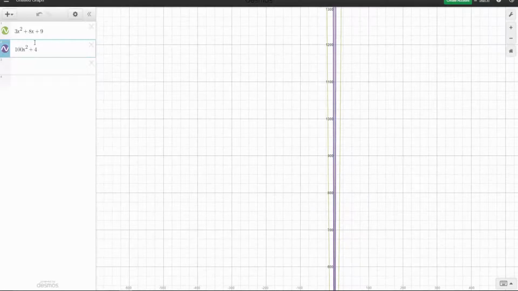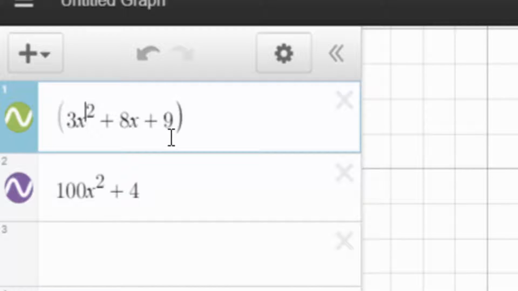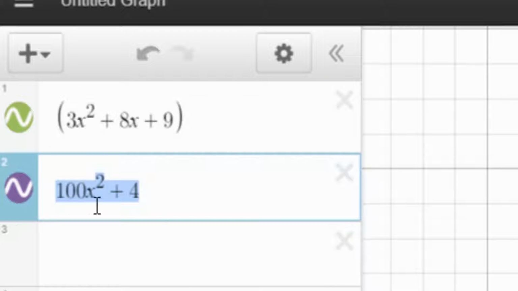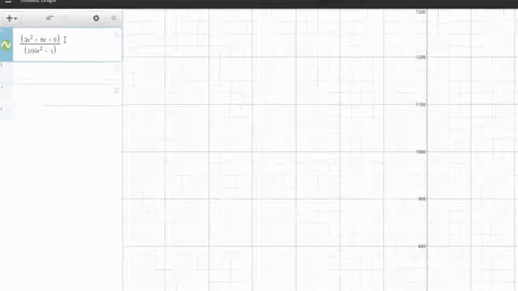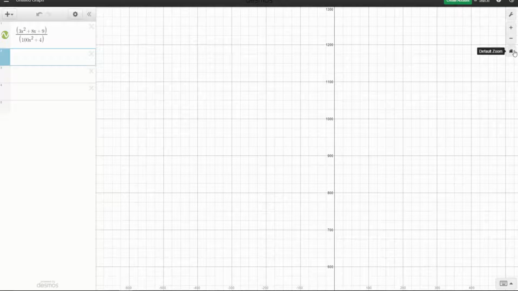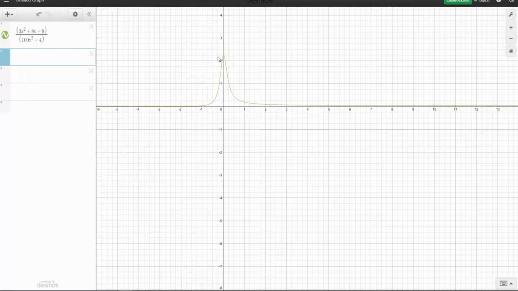So I actually want to graph these as a ratio. Remember in the previous video, I wrote these as ratios and we canceled out a bunch of terms. I want to graph them as ratios. So I'm going to put parentheses here for the top. And then I'm going to just grab this, Control X, and I'll say divide that by this. And everything's gone over here. Let's click home. And oh, look at that.